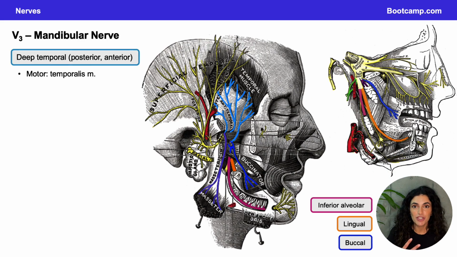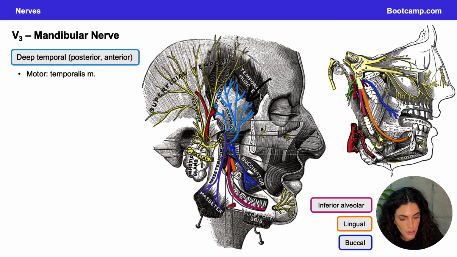Moving on to a few branches that are coming off more superiorly. So here we have the deep temporal nerves. We're going to have a couple that are going to be posterior, and we're also going to have a few that are going to be anterior. And these nerves are going to be found deep to the temporalis muscle.